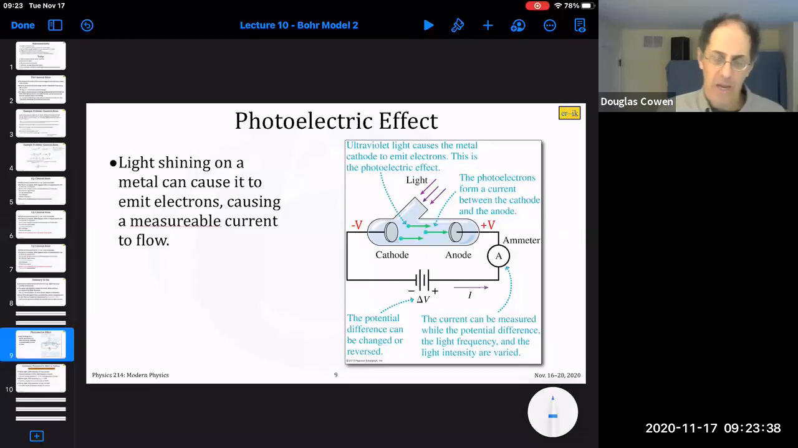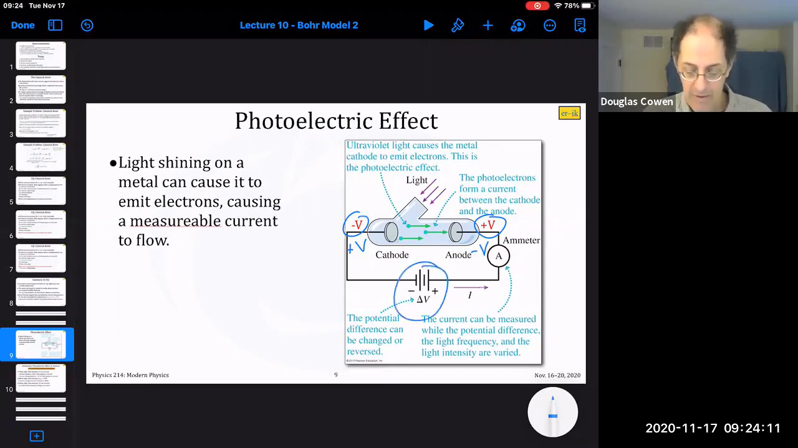Now you could also change the polarity of these voltages and make, say, this one positive and this one negative on this side. So positive cathode, negative anode. And now you can imagine that it's going to be harder for those electrons to go from the cathode to the anode, because as soon as they're pushed off of the cathode, they start getting attracted back to it and repelled by the anode. So they're going to need a lot of energy to surmount that potential difference, if you provide a potential difference by switching the polarity of the battery.